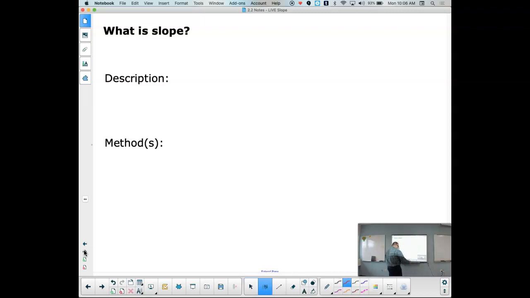Well, slope is the steepness, or pitch, of a line. Okay?